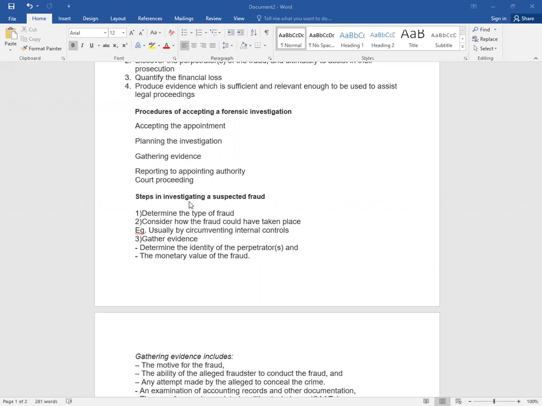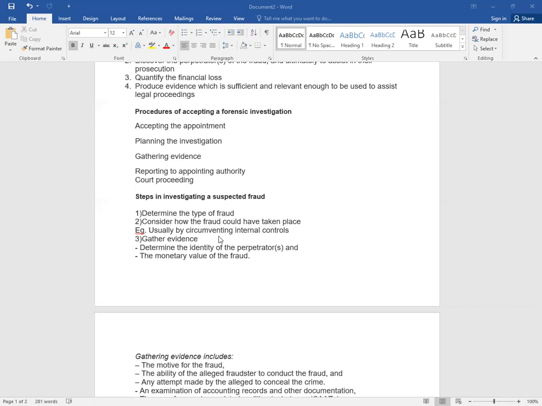Scheme, the fraud scheme. You must determine the type of fraud. Number two, consider how the fraud could have taken place. Consider the motives, etc. So consider how the fraud could have taken place, usually by circumventing internal controls.